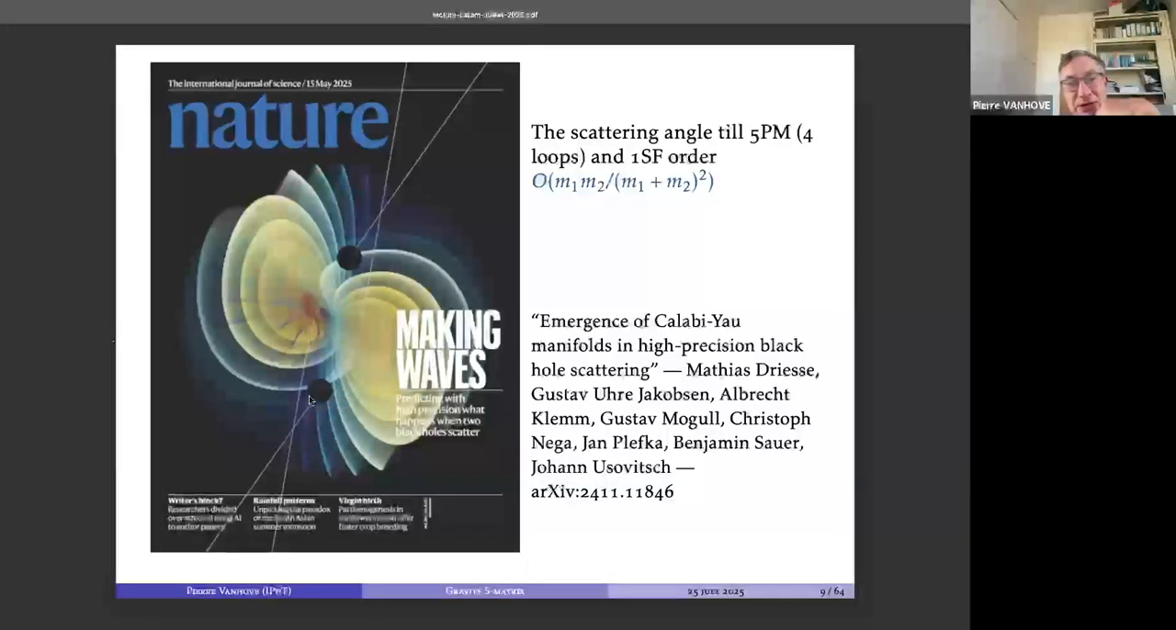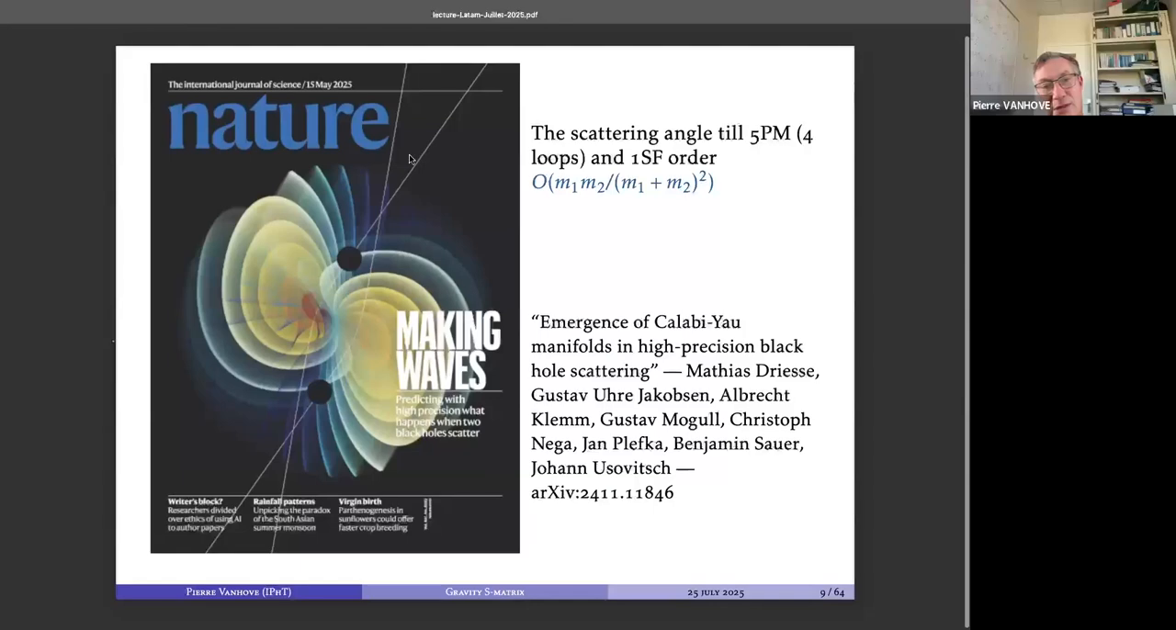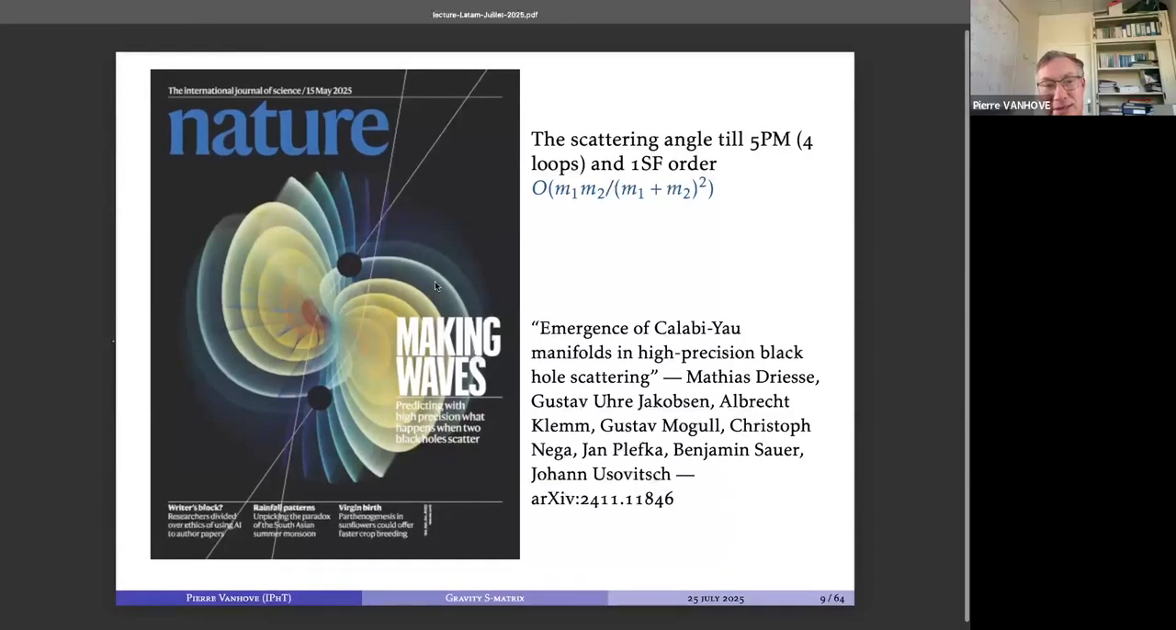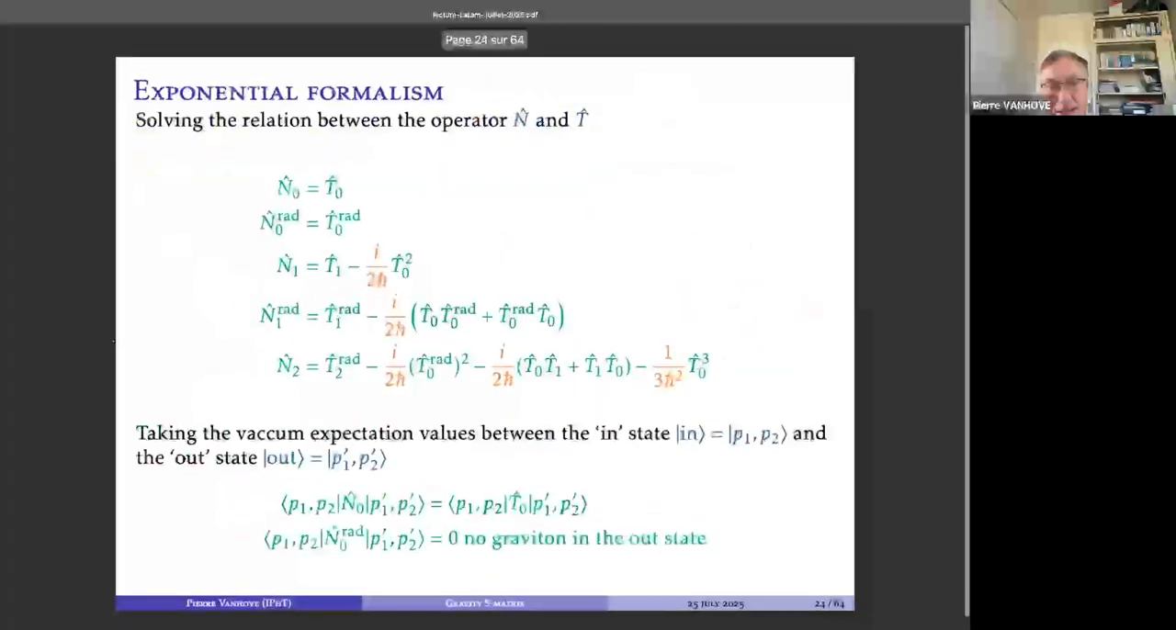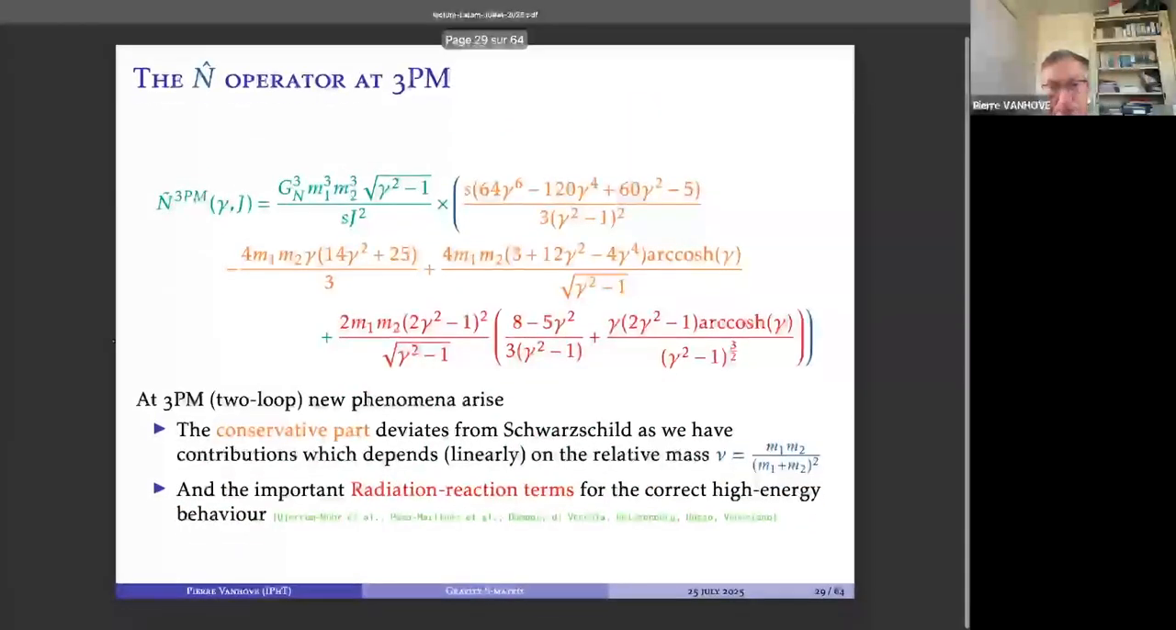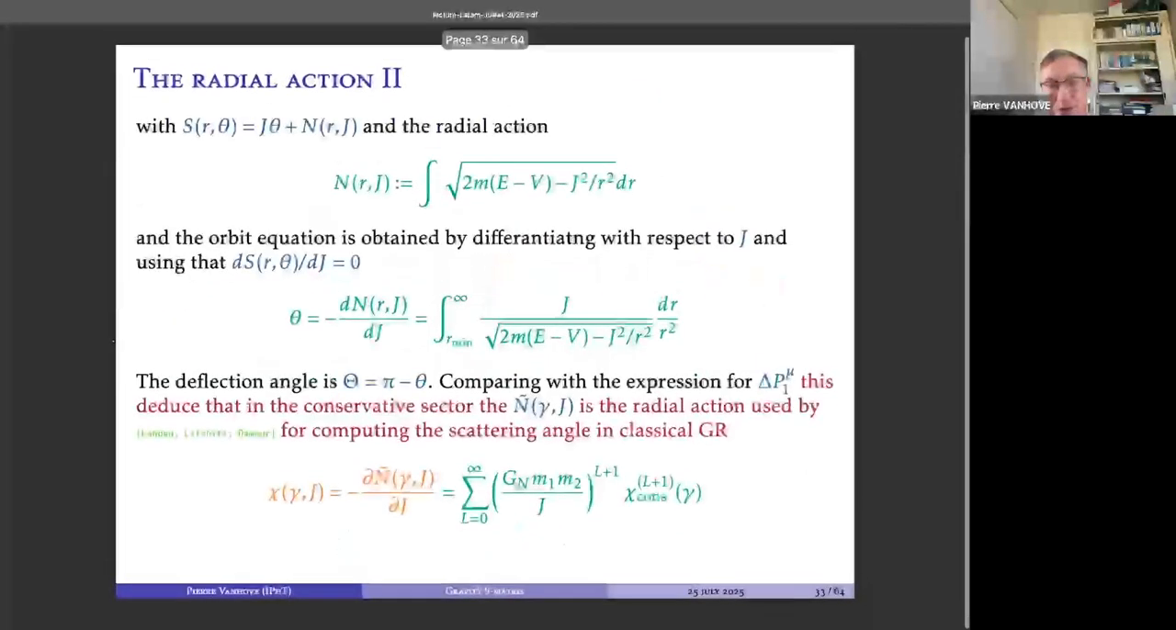So this cover of Nature tells you about the scattering angle, and this is exactly what you compute, but to some higher order than what I have presented. So if you fix one particle, you see that one particle is kicked, its momentum is kicked, and then you can compute delta P1, you can compute the scattering angle. So this is one piece.